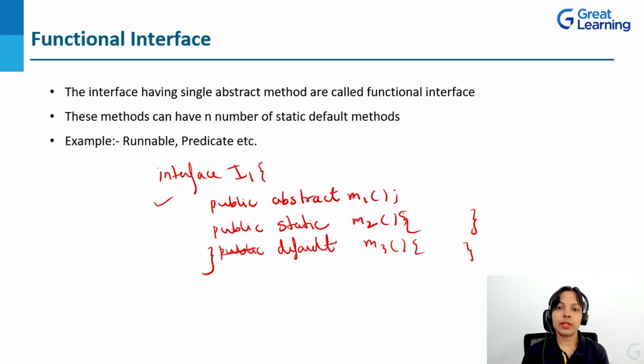There are certain examples already existing in the packages of Java. Runnable and Predicate are examples of functional interfaces. The Runnable interface has only one abstract method defined inside it, that is the run method. So Runnable is a functional interface. Similarly, Predicate also has only one method, called test, defined inside the Predicate interface. Hence, Predicate is also a functional interface. So this is all about the functional interface.